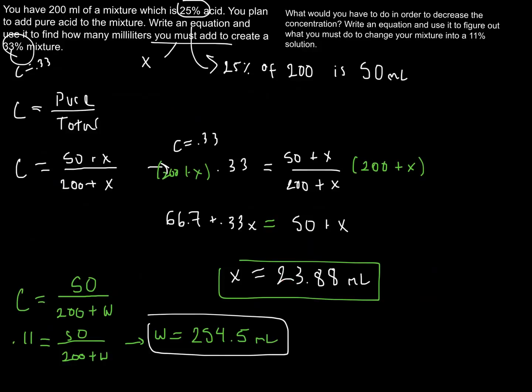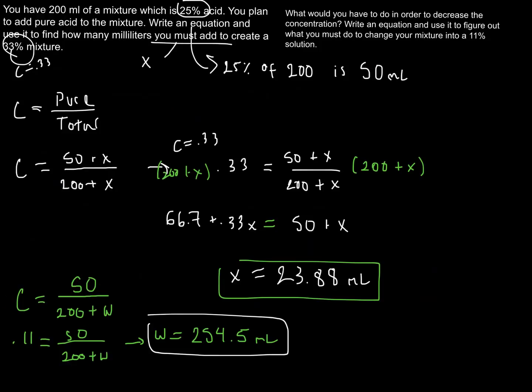For the second one, I want to decrease the concentration, and I can't subtract away acid once it's been mixed in, right? So I can't say 50 minus x. That's not going to work. So my only option here is to add water, or add something that will not increase the pure amount.